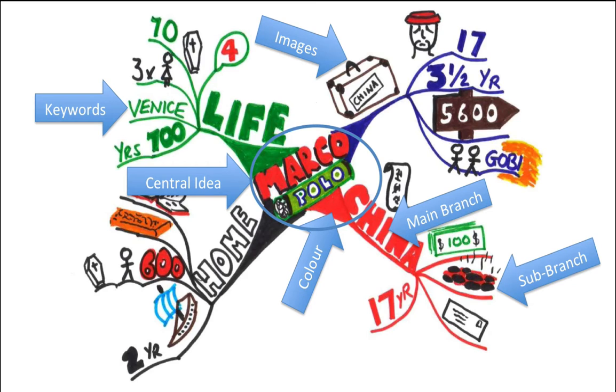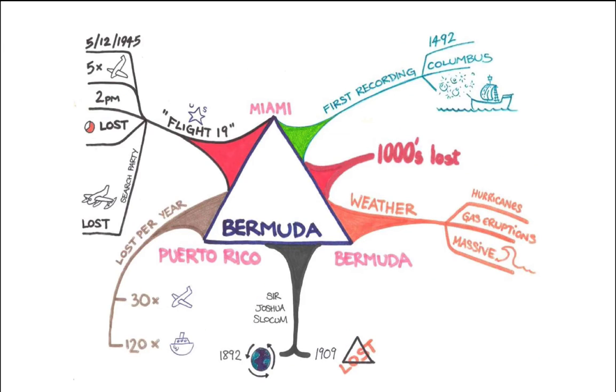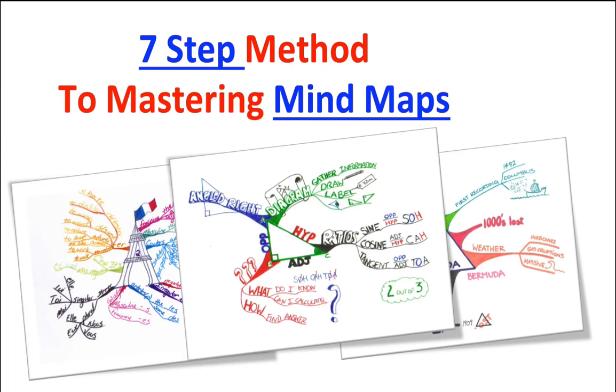Here is an example of one from maths. Here's another one about geography. And what about this one about learning French? So, how do you create your own mind maps? Well, here is our 7-step method to mastering mind maps.